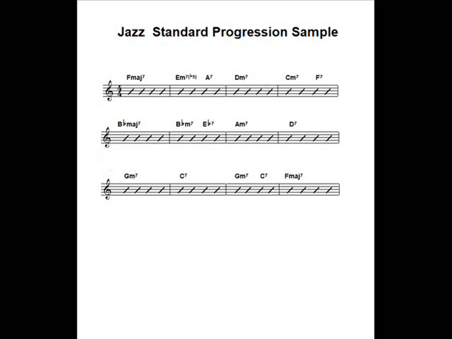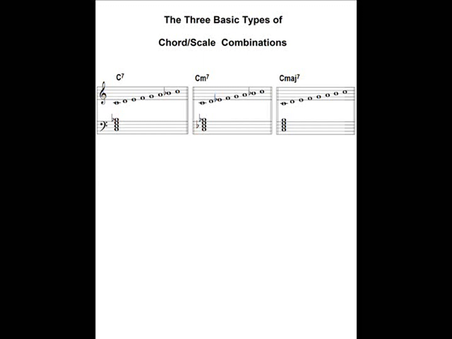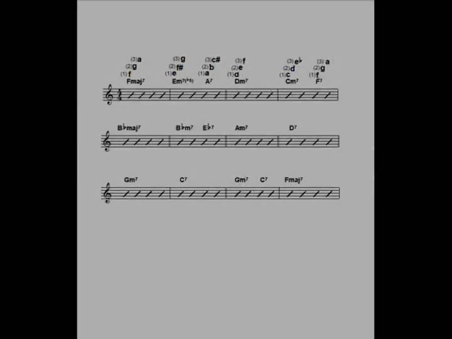Each of these chords has a scale that goes with it, but we don't use the entire scale. Instead, we break it down into pockets: the 1, 2, 3 pocket, the 3, 4, 5 pocket, and the 5, 6, 7 pocket. Here's a sample of the 1, 2, 3 pocket moving with the chords of our progression.